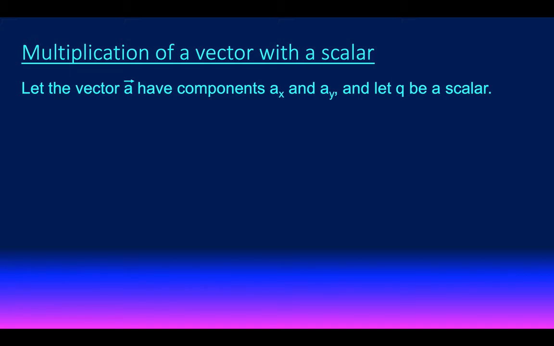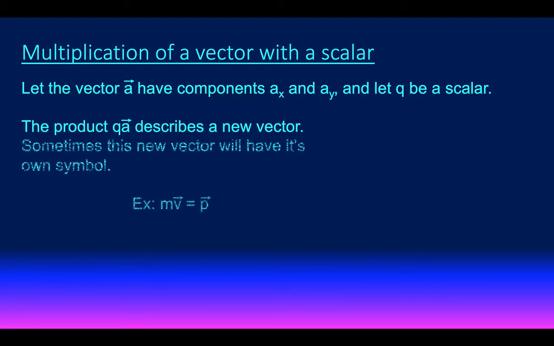So, as an example of how we multiply a vector by a scalar, let's suppose vector A has components ax and ay, and let's say q is some scalar quantity. The product of q times A will describe a new vector. So you multiply a scalar by a vector, you get a vector out as your answer. Sometimes this vector is going to have its own symbol associated with it. An example that we're going to see in the future in this course is if you multiply mass times velocity, mass is a scalar, velocity is a vector, you get momentum, and momentum is given its own symbol. It's designated with vector p.